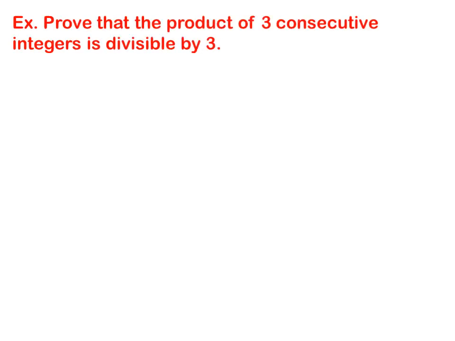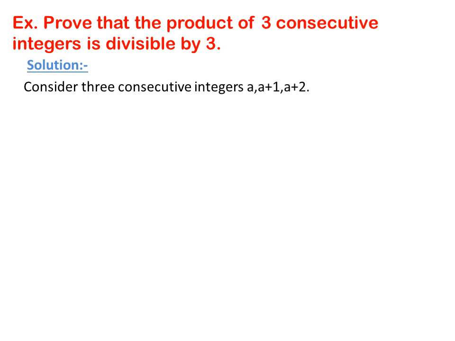By using the division algorithm, let us solve one example. We want to prove that the product of 3 consecutive integers is divisible by 3. So for this, consider 3 consecutive integers a, a plus 1, a plus 2. So let us divide this integer a by 3. Then by the division algorithm we will get a equals 3k plus r with 0 less than or equal to r strictly less than 3.